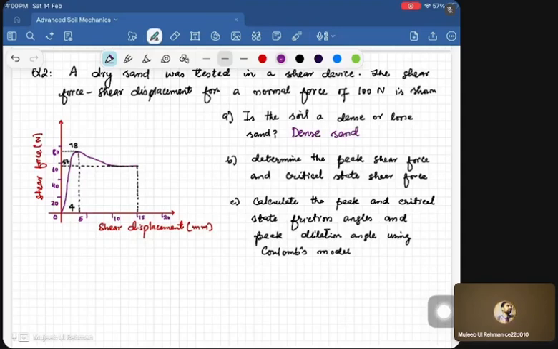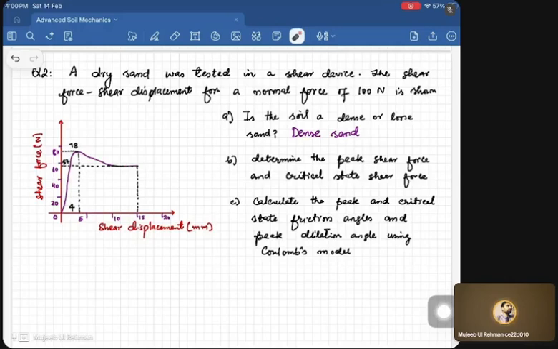Now the second part is asking to determine the peak shear force and the critical state shear force. Now we have to understand why these points lie. The peak shear force means the shear force corresponding to the peak state that the soil has achieved. So this is the peak stress, or the peak state that the soil has achieved, and the shear stress corresponding to this will be the peak shear force. Correct? Now what is the critical state?